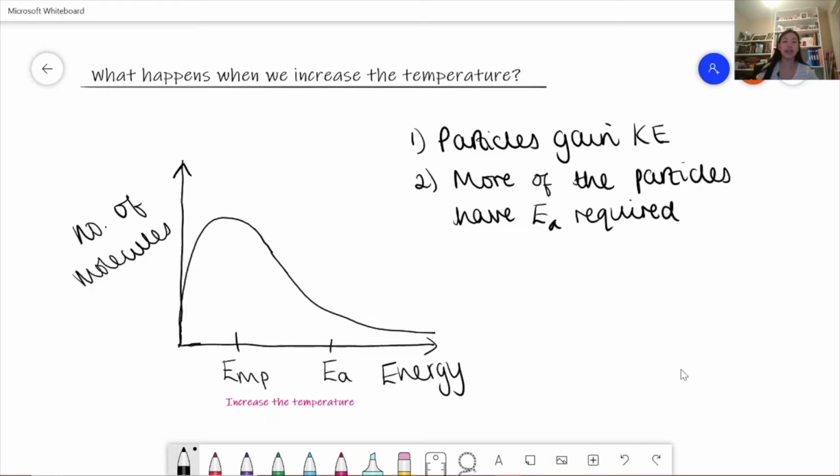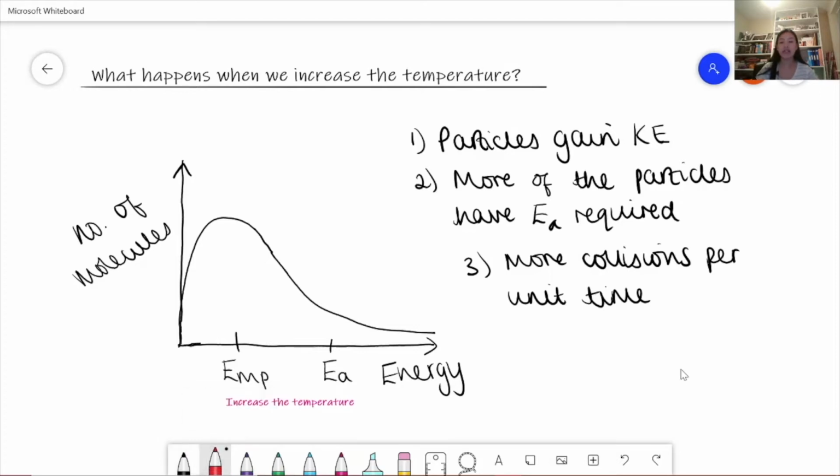Now, a smaller point is that if you increase the temperature, the particles will move more. So there's actually more collisions per unit time. So we have more collisions. So that also increases the amount of successful reactions per unit time. So then the new graph would look something like this.